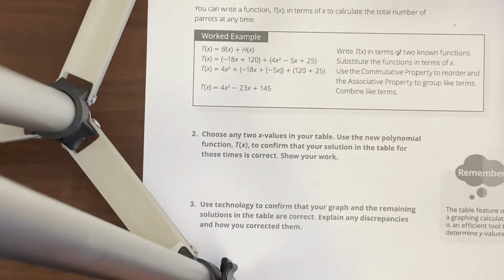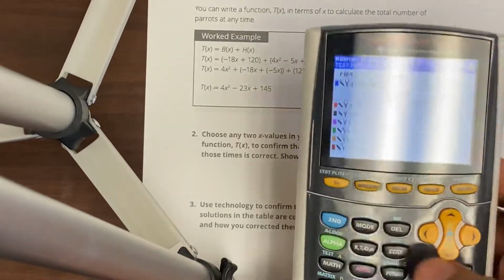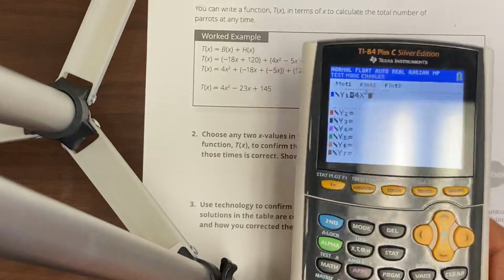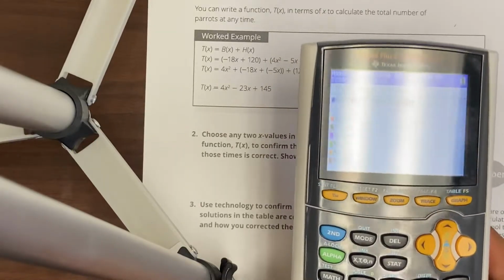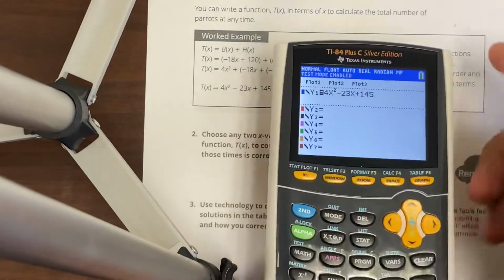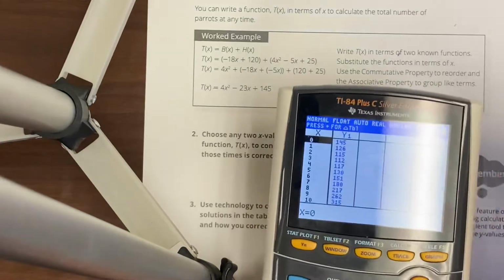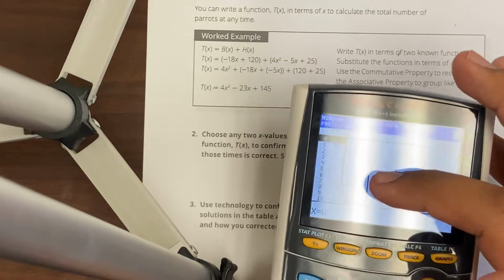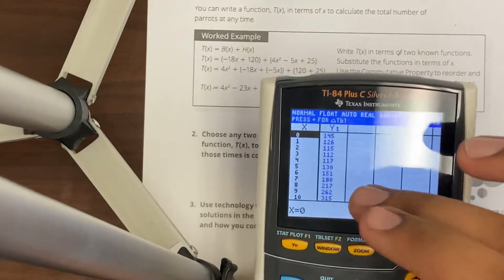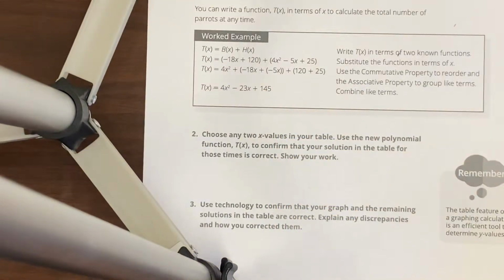Okay, if I put that in just to double check, I go to y equals 4x to the power 2 minus 23x plus 145. My table should match what I did up here on the top. Second graph. If we look at that, 0, 145, 126, 115, 112, 117, that's exactly what we got here on the top for t of x. Very cool because we did it correct.